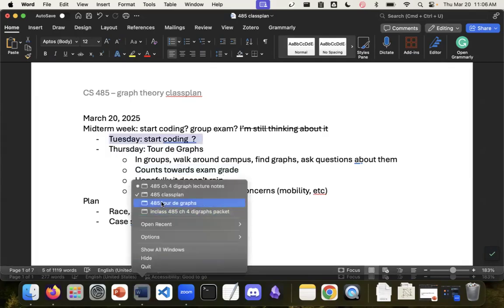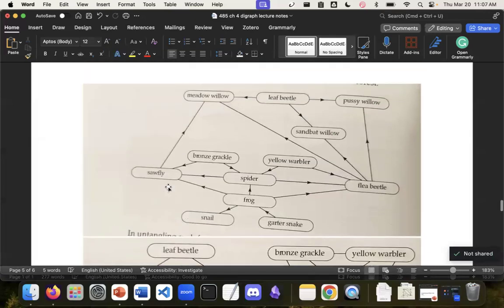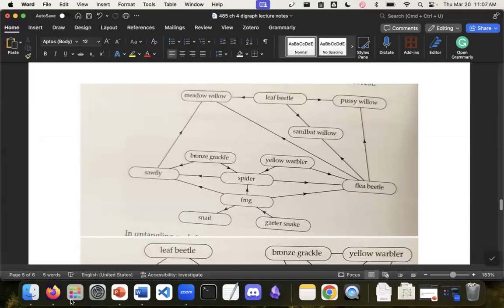Okay, let's pull this up, and I will connect my tablet. So the book has some case studies for digraphs, interesting applications for them, one of which is in ecology. This includes a graph like this, where this is a forest in Canada. And there's all these different species, mostly of willows, types of trees, and then beetles, spiders, frogs, flies, snails, etc.